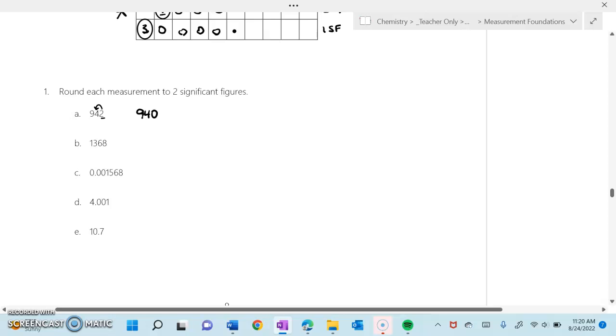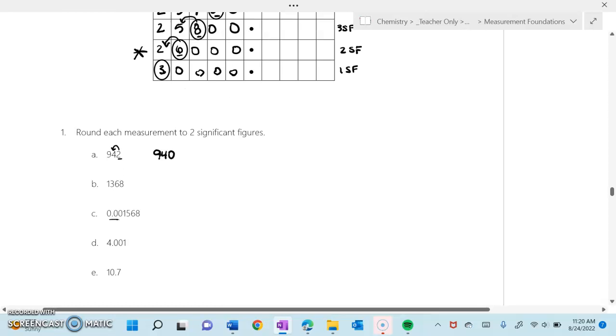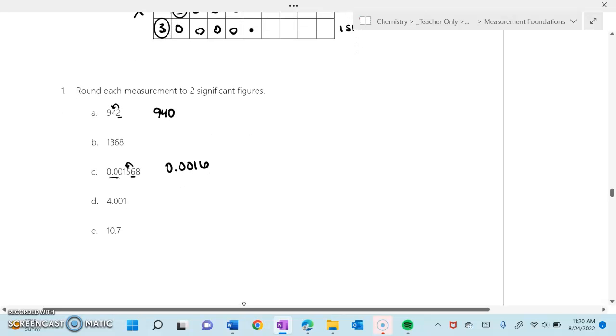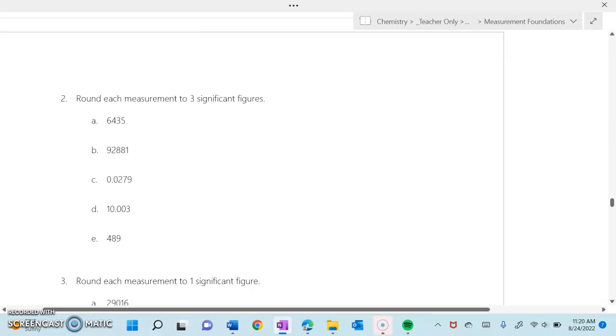Again, count 2 numbers that are significant. I'm going to look at C, we'll do one more together. Remember that these front zeros are placeholders, so those are not part of your first 2 significant figures. It's the 1 and the 5. Then we're going to consider how the 6 affects it. So we're going to have 0.00, not significant, 1, 6. There's our 2 significant figures. The rest fill in as zeros. Okay, you do B, D, and E on your own.